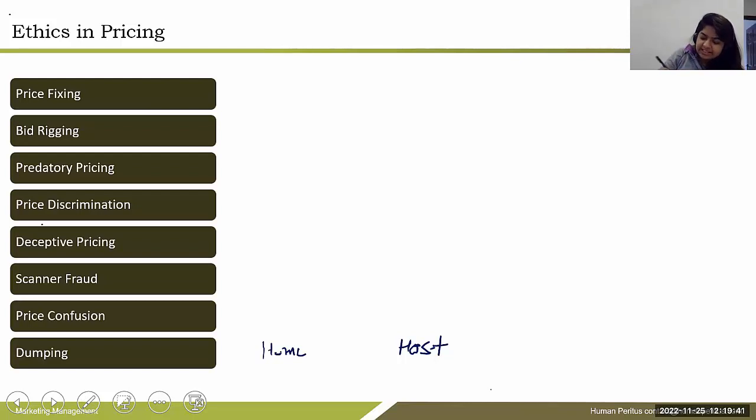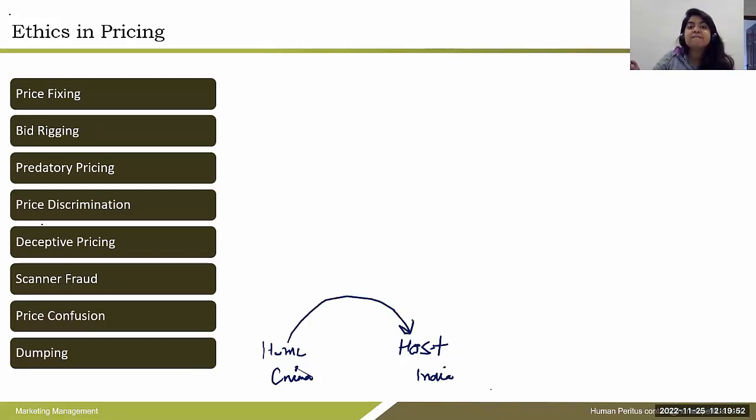Let's say we'll take easy examples, sorry, but we'll take China as the home country and India as the host country. So what China does is it sells all its goods or dumps all its goods at very low cost in India with the aim of removing the competition. That's called dumping. India has imposed anti-dumping duties to protect its Indian manufacturers or sellers. It's not an ethical practice, okay? So that is dumping. Perfect example to learn this is this only, China and India.